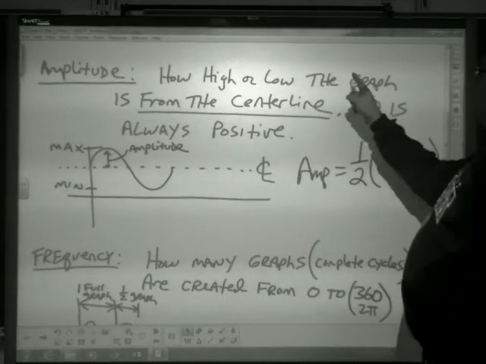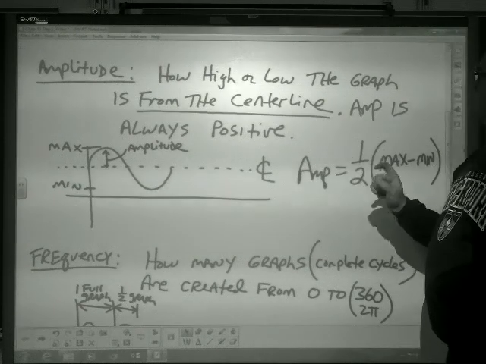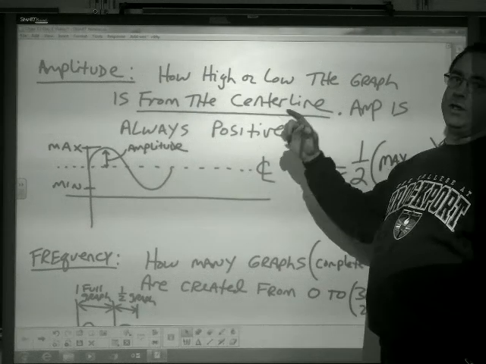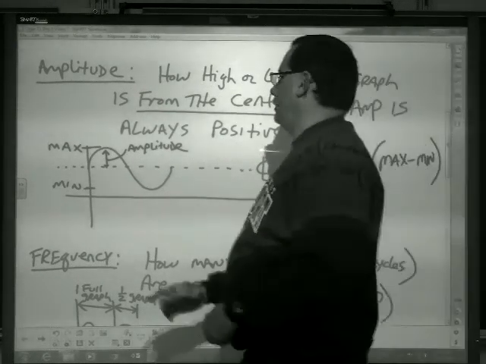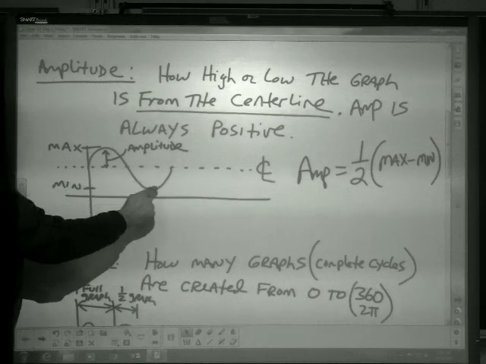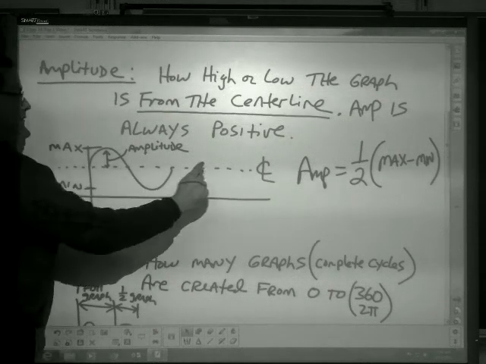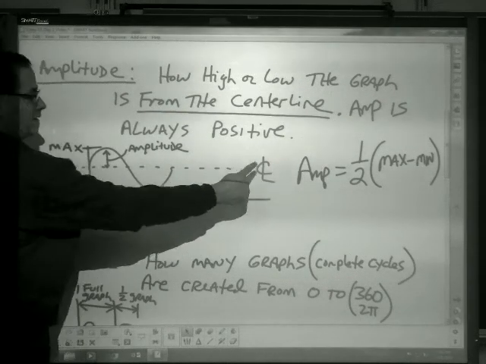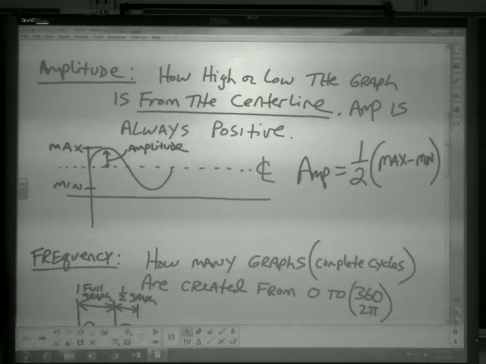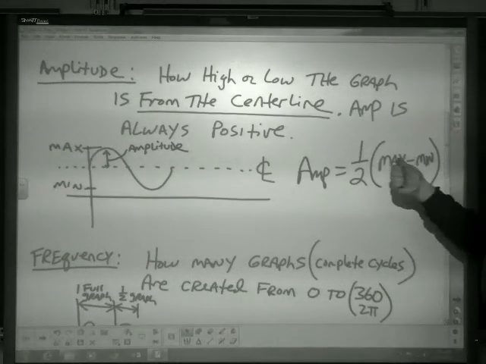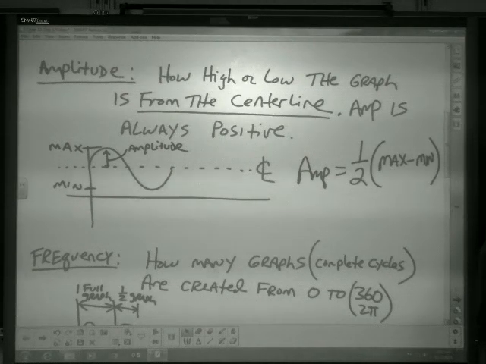Amplitude is how high or low the graph is from the center line. So from the center line up or from the center line down, that's our amplitude. It is always positive, so even if the function is a negative function, the amplitude is always positive. For example, if I give you a graph of a sine curve, the amplitude is this distance here from the center line, this C L means center line, up. There's our amplitude. If you want to calculate it numerically, take the difference between the max and the min and take half the difference, and you'll have the value of the amplitude.